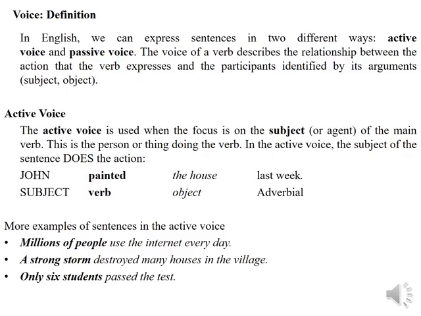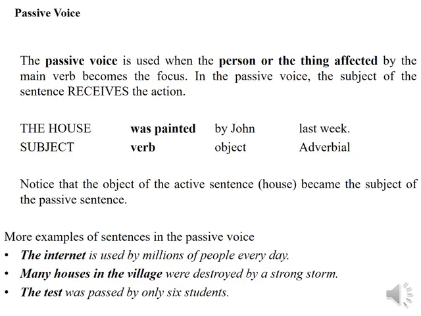We have another example, which is: A strong storm destroyed many houses in the village. Only 6 students passed the test. So these are examples of sentences in the active voice. Now let's see the passive voice. The passive voice is used when the person or the thing affected by the main verb becomes the focus. So in the passive voice, the subject of the sentence receives the action. That is it. It is the subject that is receiving the action. That is in passive voice.